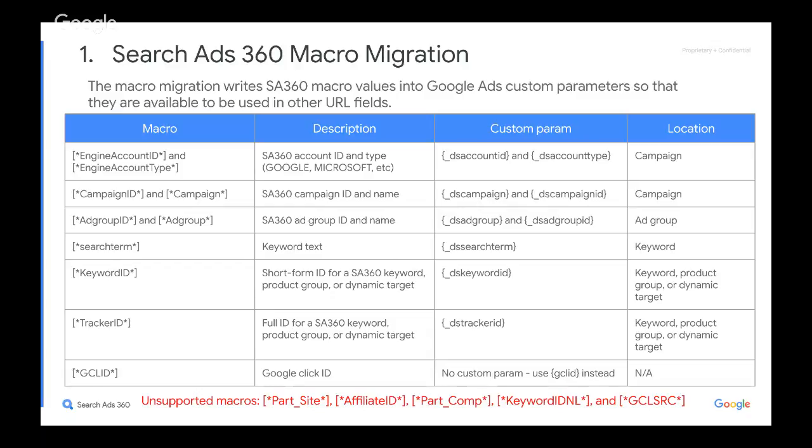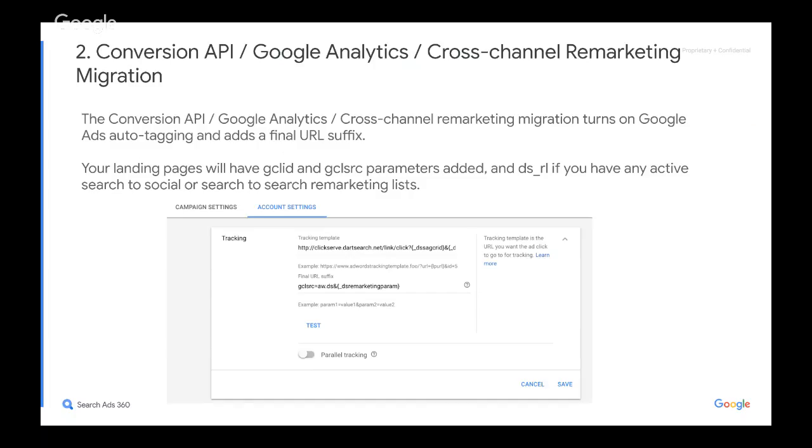Nevertheless, after the migration is done, it's always useful to make a few sense checks and just take a few samples and look into a few example keywords, for example, to see if they're all migrated properly. And then the next change, the next tick box, which is relevant to clients or advertisers using the Conversion API, Google Analytics, or cross-channel remarketing, what it will essentially do is it will add a parameter to the final URL suffix, and it will activate auto tagging in Google Ads.